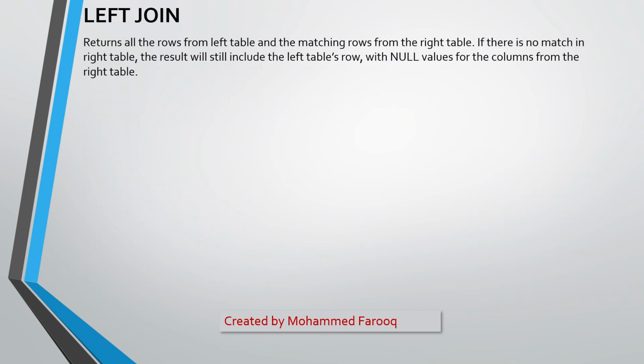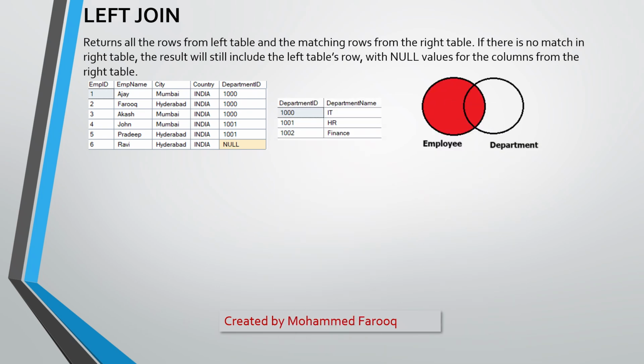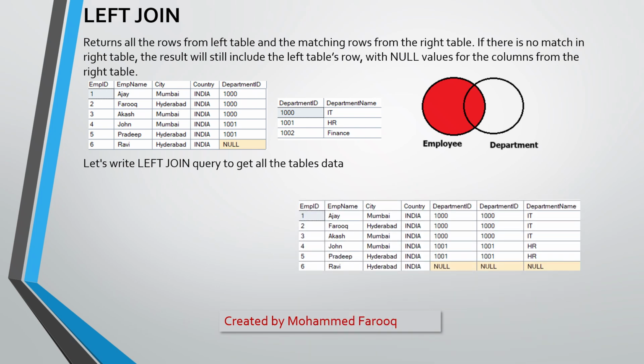Left join returns all the rows from the left table and the matching record from the right table. If there is no match in the right table, the result will still include the left table rows with null values for the columns from the right table. So this is the employee table and the department table, so the output will be like this. So let's write the left join query to get all table data. So this will be my output.